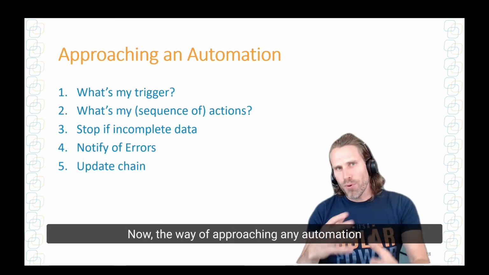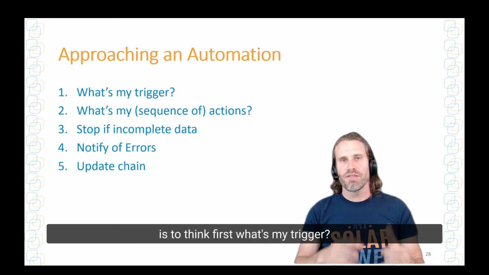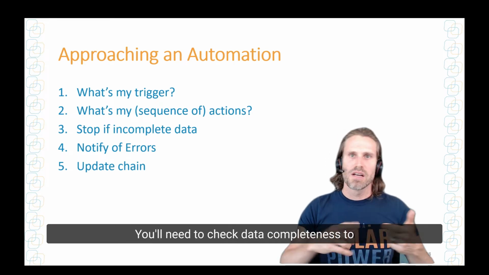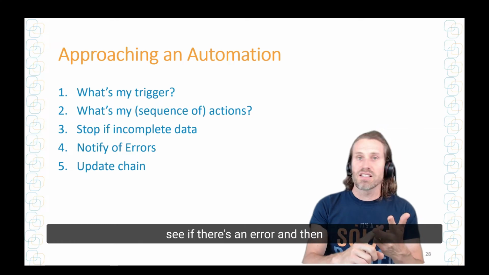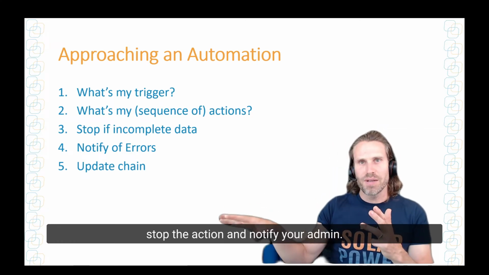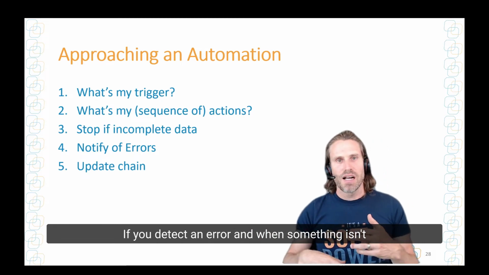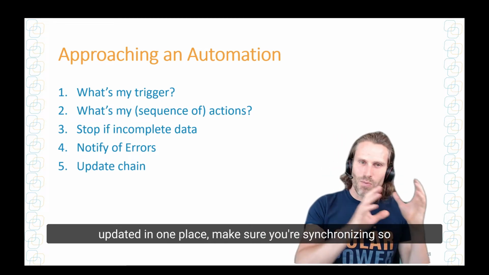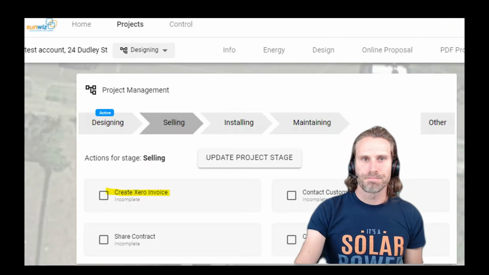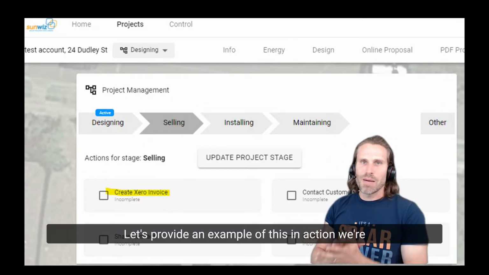Now, the way of approaching any automation is to think first, what's my trigger? And then what's my sequence of actions? You'll need to check data completeness to see if there's an error, and then stop the action and notify your admin if you detect an error. And when something is updated in one place, make sure you're synchronizing so it updates in all the other places. Let's provide an example of this in action.